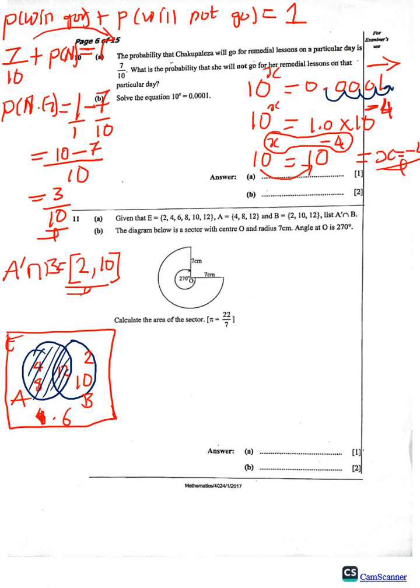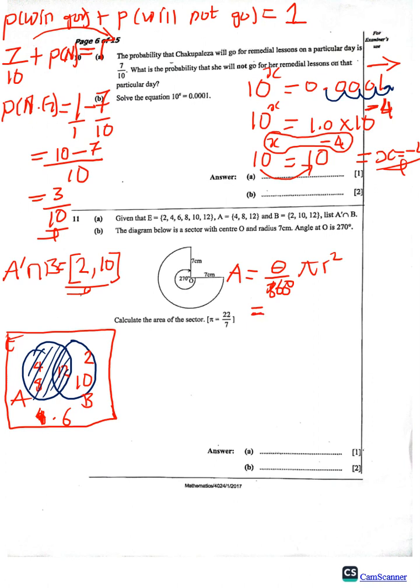Now let's move on. The diagram below is a sector with center O, radius 7 centimeters, angle O is 270 degrees. Calculate the area of the sector. So the formula for the area is theta over 360 times pi r squared. Theta is the angle, so the angle here we can see is 270.